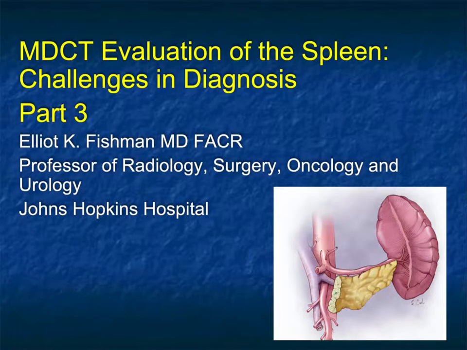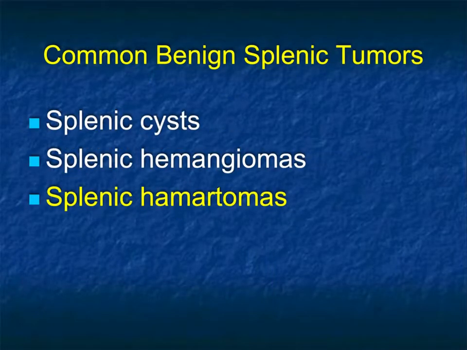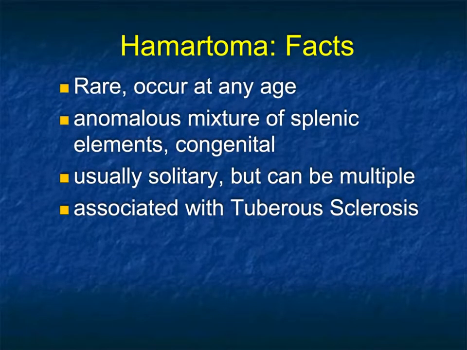Hi, this is Elliot Fishman, and welcome to part 3 of our evaluation of the spleen, challenges in diagnosis and misdiagnosis. Before, we spoke about some of the benign splenic lesions like cysts and hemangiomas, which brought us up to hamartomas. So let's start with hamartomas.